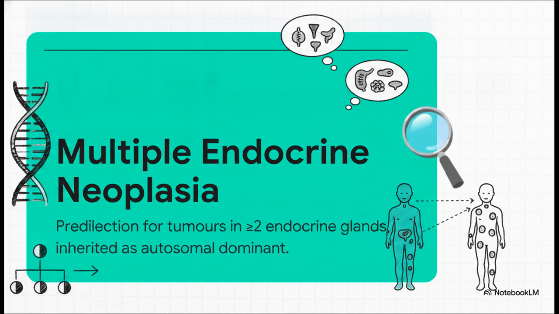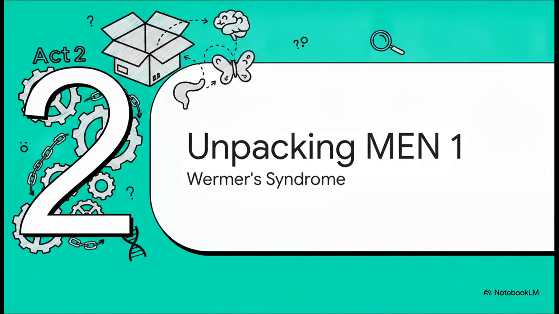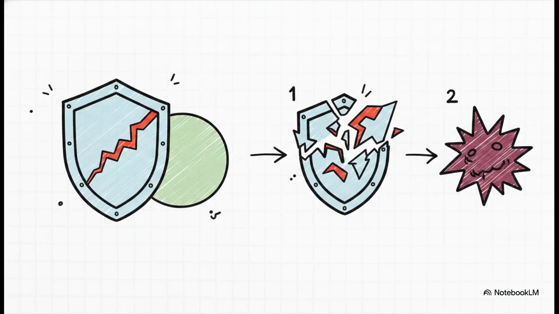However, because of that variable penetrance, exactly which tumors pop up and when they appear can vary wildly from person to person. Act 2. Unpacking MEN1, which historically goes by Wermer syndrome. Let's isolate this specific disease process. The precise mechanics here are actually pretty fascinating.